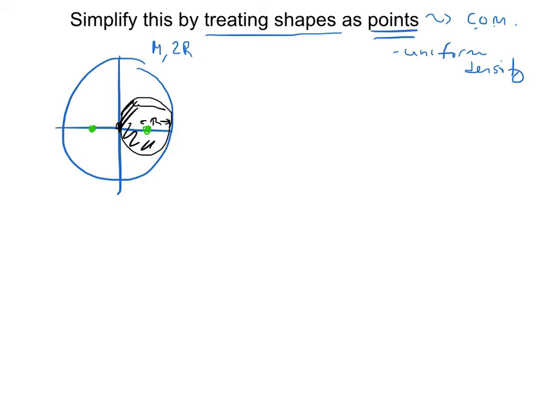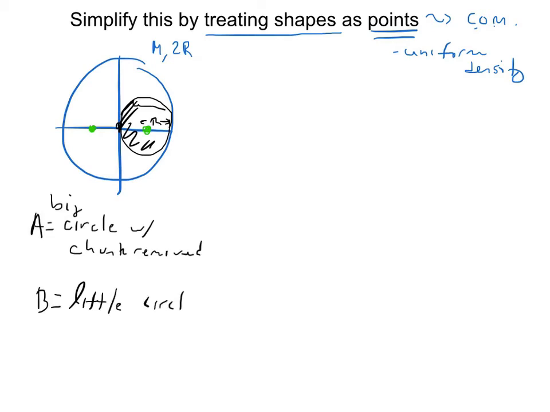So let's define some things. Let's say A equals, not the mass, but the circle, the big circle with the chunk removed. And B equals the little circle that was removed. And C equals the original circle.